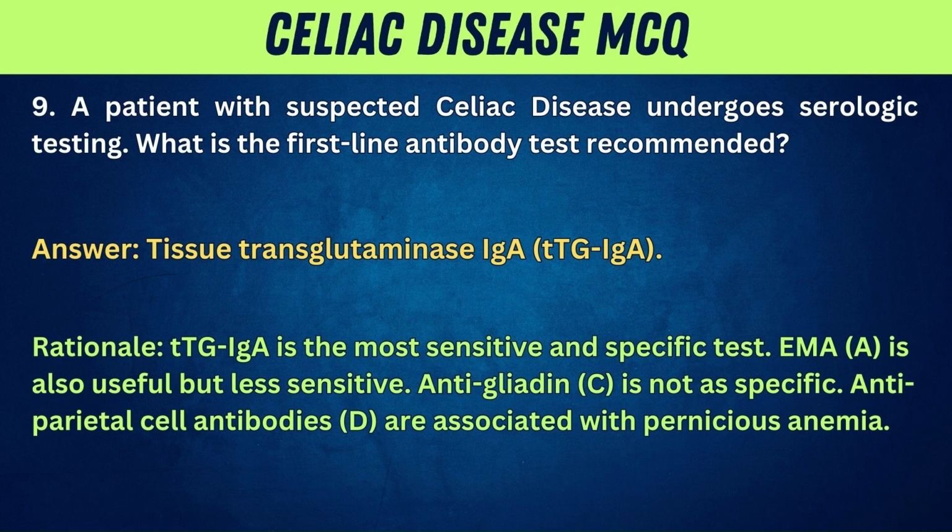Rationale: TTG-IgA is the most sensitive and specific test. EMA, A, is also useful but less sensitive. Anti-gliadin, C, is not as specific. Antiparietal cell antibodies, D, are associated with pernicious anemia.